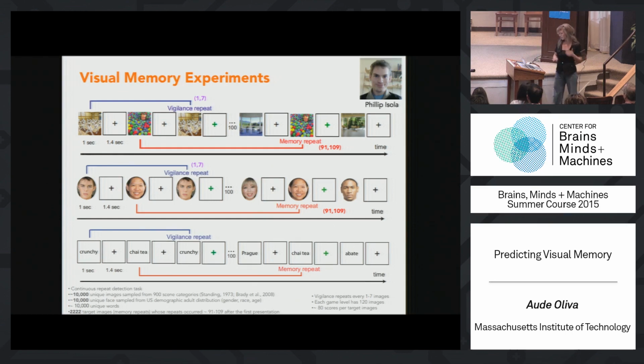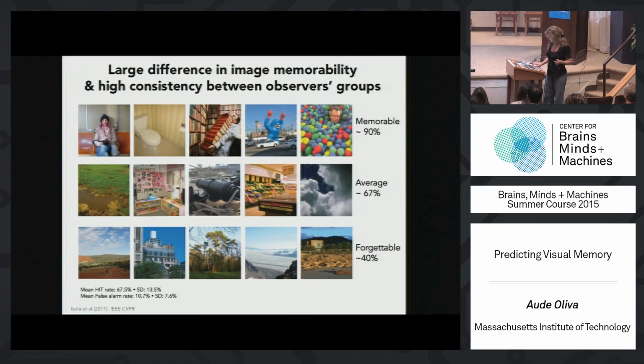So for instance, an image will be shown after 90, 100, 110 images or so. And if this image was one that the subject recognized, then you will press a key. So it's exactly the design you just did.